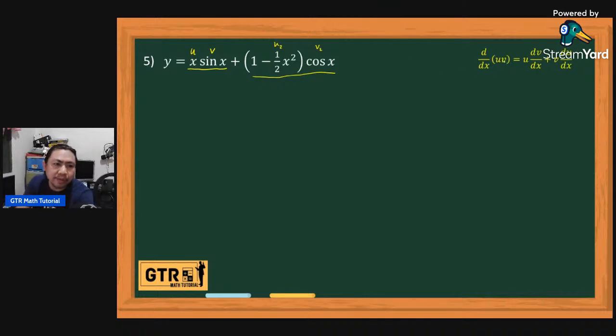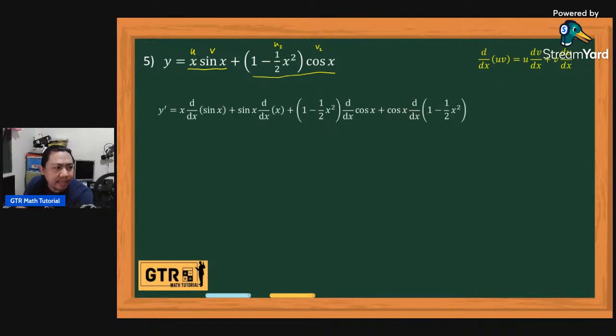Derivative of uv, u times v, is u dv plus v du with respect to x. Okay, so let's apply the product rule. So we just copy x, derivative of sine x, and then sine x, derivative of x, plus the second term natin, 1 minus 1 half x squared times derivative of cosine x plus cosine x and then derivative of this term. So let's get the derivative. Ayan. Derivative of sine u is cosine u, derivative of cosine u is negative sine u, siyempre, times du over dx.